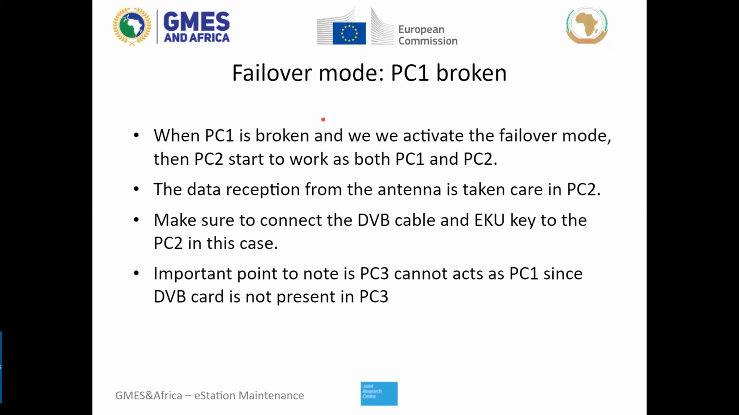Whereas here, now we will see what if PC1 is broken. This is not really a very common case, because if PC1 is broken, since PC2 has the DVB card, you can attach the DVB cable to PC2, take the EKU key and insert it in the PC2, and then make it work as a PC1.